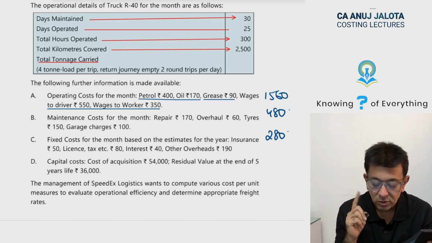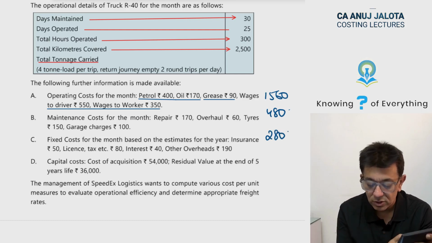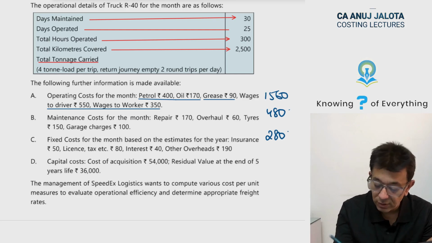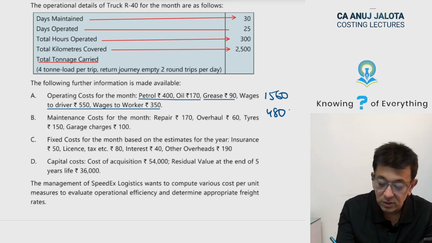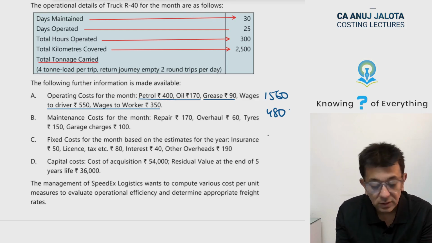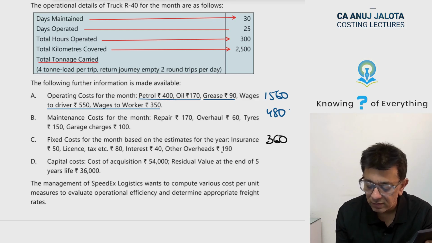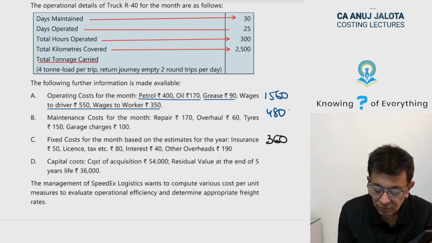Okay, so 50 plus 80 plus 40 plus 190. So the total I've written is wrong. I did not include one of the things. This is 360. I'll just check it once more. 50 plus 80, 130. 130 plus 40 is 170. 170, yeah, 360. Capital cost, cost of acquisition 54,000.